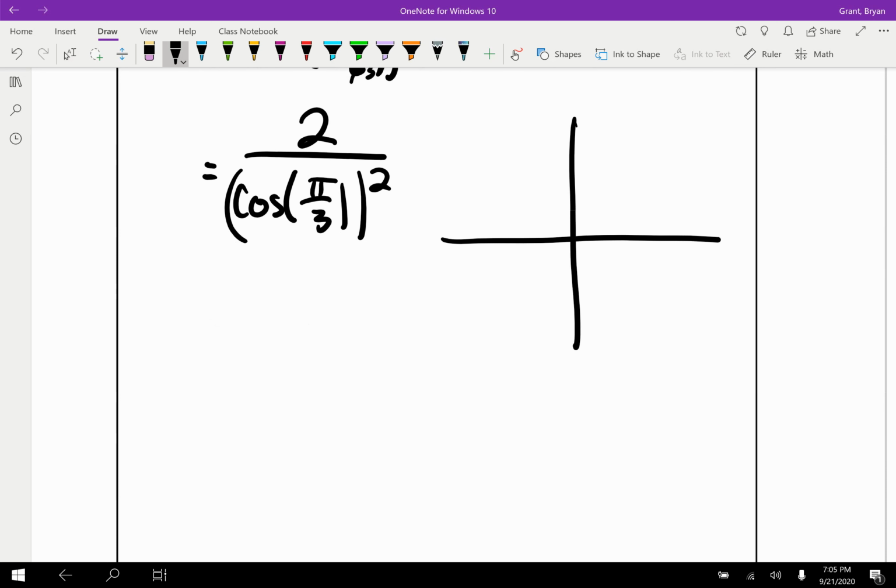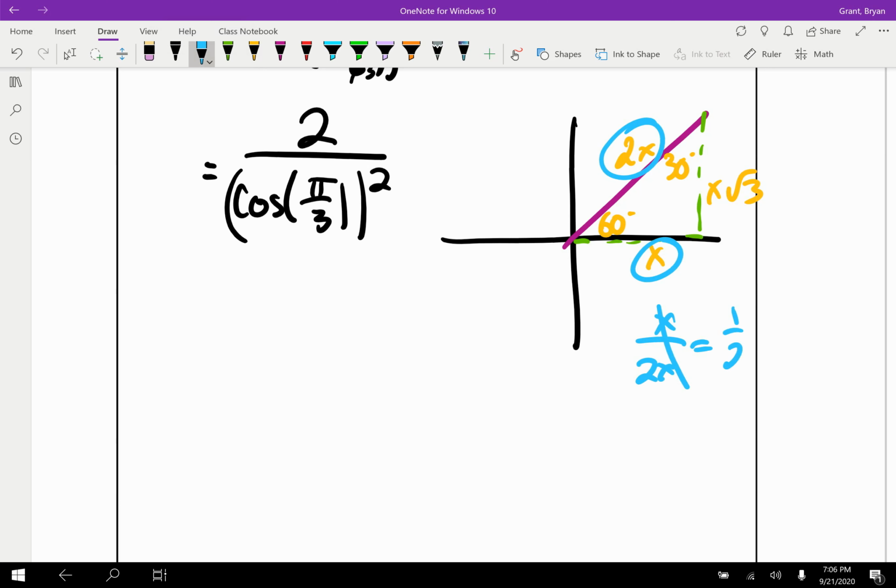Trig values. Pi over 3, let's see, pi over 3 is in the first quadrant. 180 divided by 3 gives me a 60-degree reference angle. So we have a triangle that looks something like this, and we should be comfortable with our 30, 60, 90s. x, x root 3, and 2x. Cosine, SOHCAHTOA, is adjacent over hypotenuse. So I think it's going to be x over 2x, or if we simplify those, 1/2, right? Okay, so as we go through and do this, it becomes 2 divided by cosine of pi over 3, which is just 1/2, but don't forget the square.